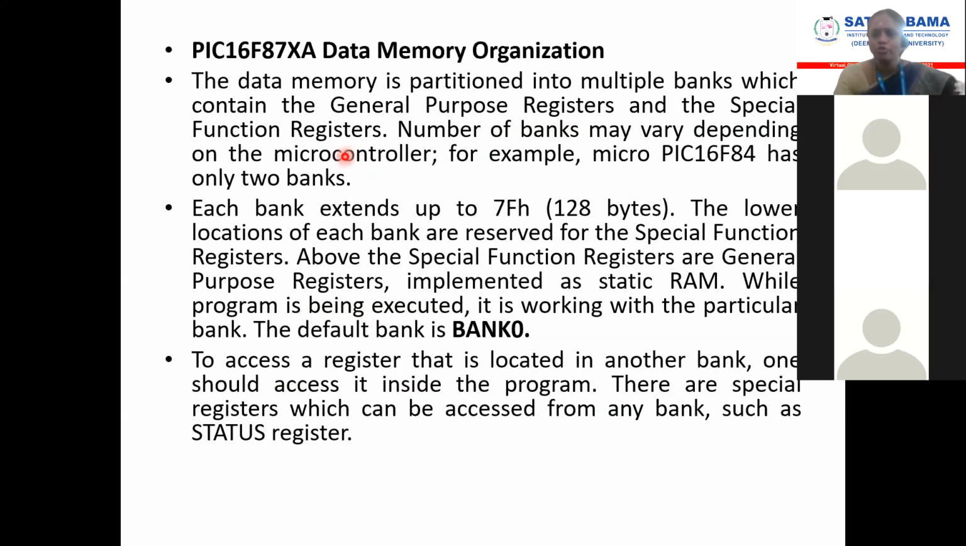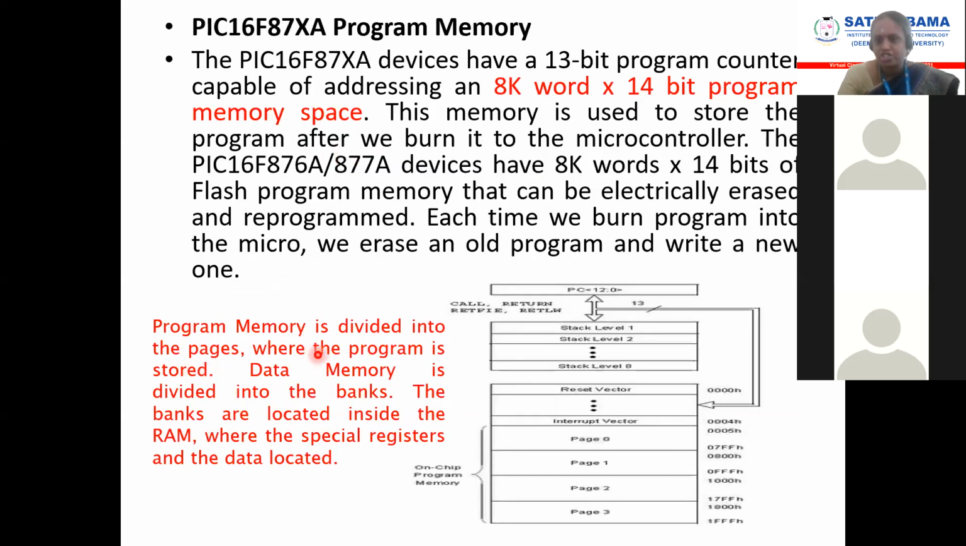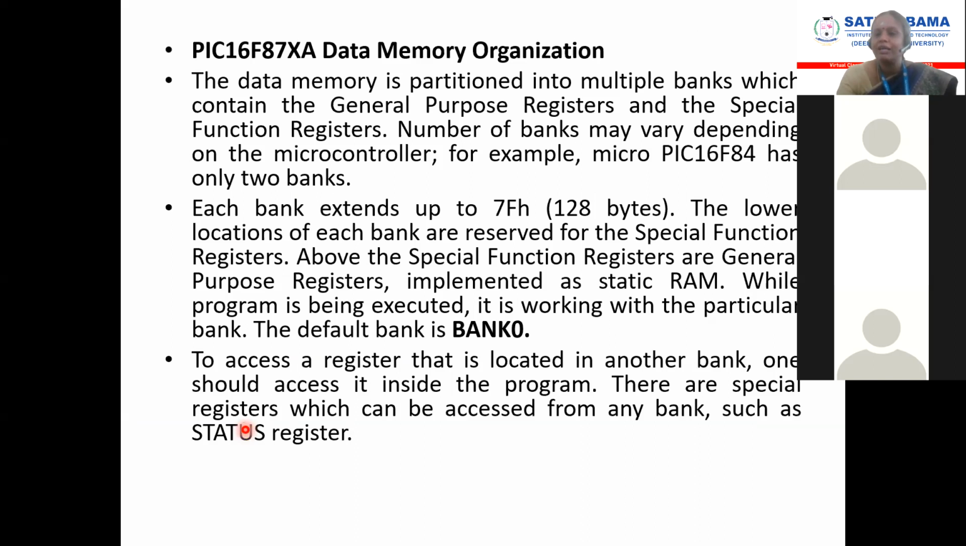We have three memories: program memory, data memory, and data EEPROM memory. Program memory we have completed. Next we are going to see the data memory. Here you understand, the program memory is in pages, where the program is stored. But the data memory will be in the form of banks. We already saw in 8051 a bank-like structure. All the registers will be stored in banks, so here also we have a bank structure.